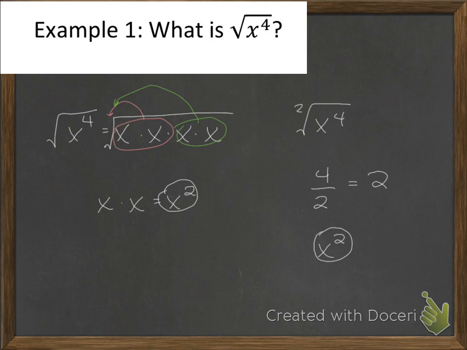Okay, so again, you have two ways of doing it. You can think about it this way, where you're just rewriting the exponent as products, and then pairs of values escape. Or you can think about dividing the exponent by the root.